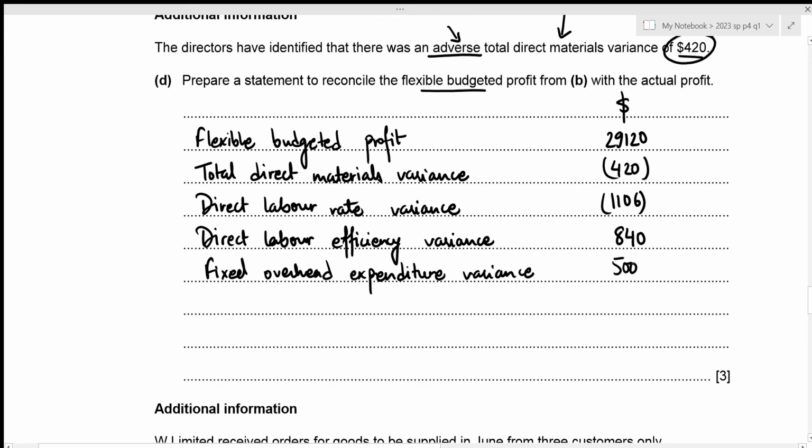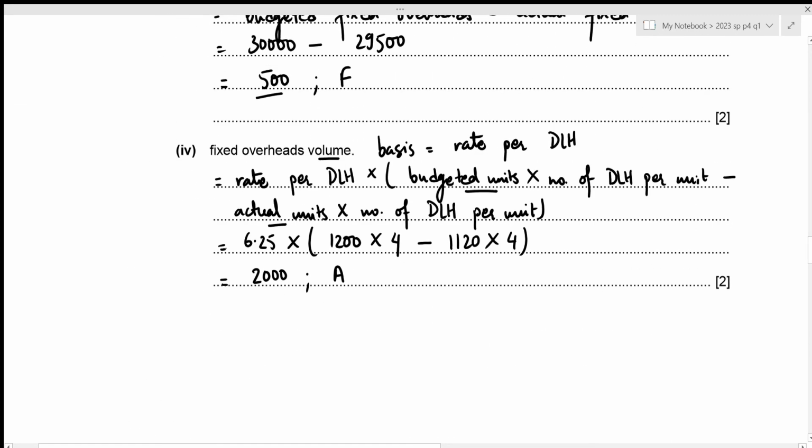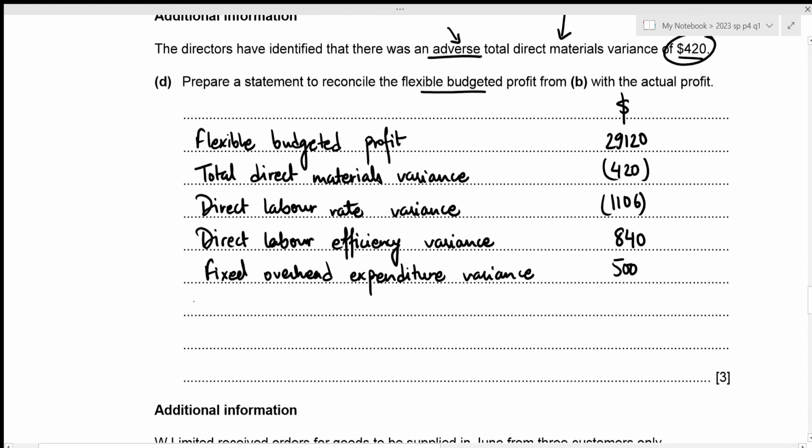And the last one we have is fixed overheads volume variance of 2000, which is an adverse value, so we should be subtracting this amount. Let's do it. So that's going to be fixed overhead volume variance with an adverse value of 2000.